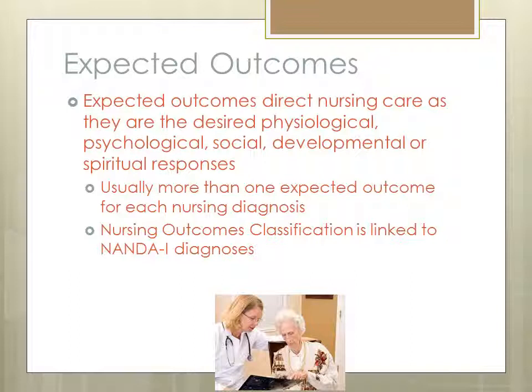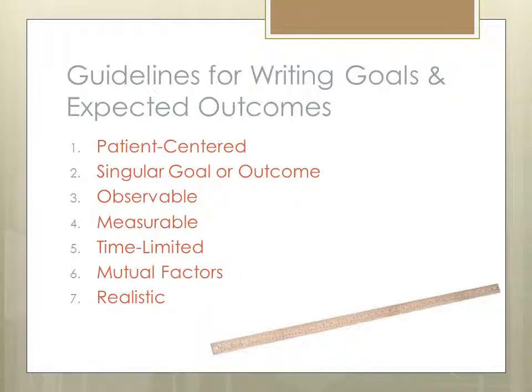The expected outcomes are going to be, how am I going to accomplish that client having a bowel movement every day without the use of laxatives? Well, I can offer fruit juices. I can set the client on the toilet 30 minutes after a meal. I can encourage fluids. I can encourage exercise. All of those things are going to be expected outcomes. You're going to do this by doing this.